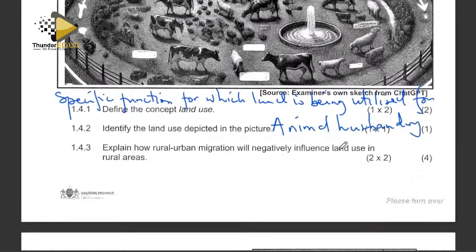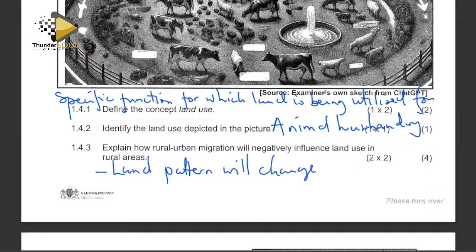All right, explain how rural-urban migration will negatively influence land use in rural areas. How will rural-urban migration influence land use? What is going to happen there? The land use pattern will change. Most definitely the land use pattern is going to change. For example, some lands which were being used for farming will no longer be utilized for farming. Why? Because there are no longer people to offer the labor required to support the farming activities. So it is going to impact through change of land use pattern.